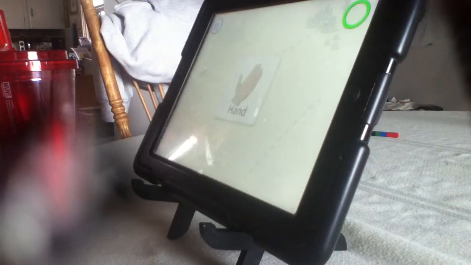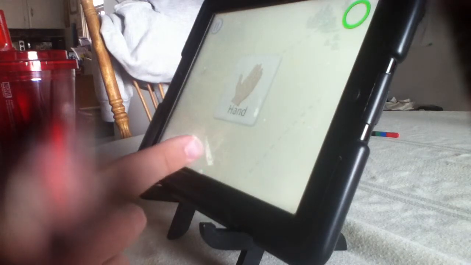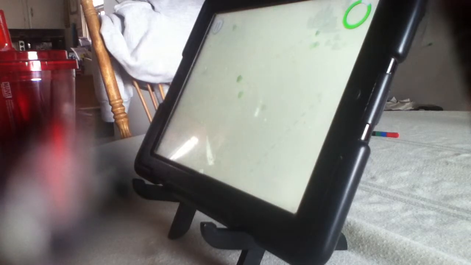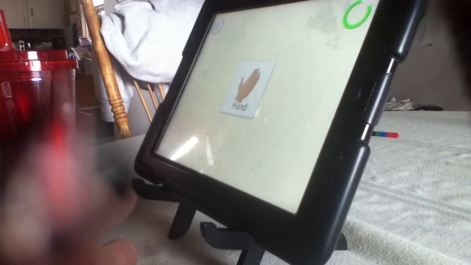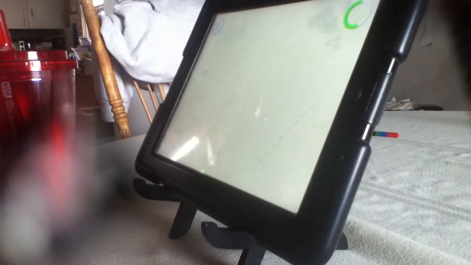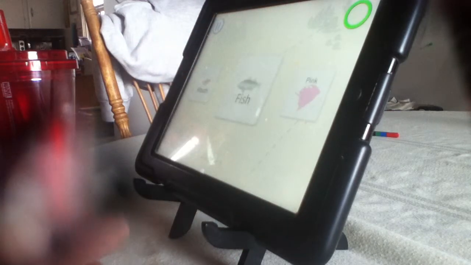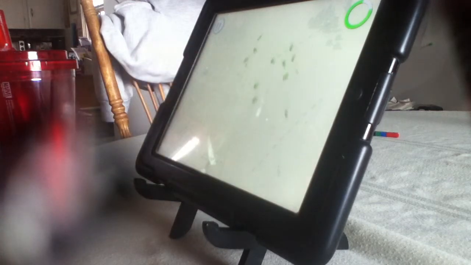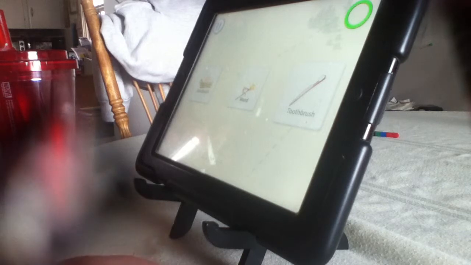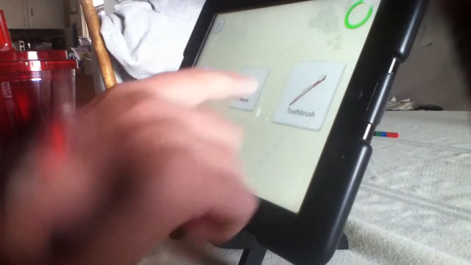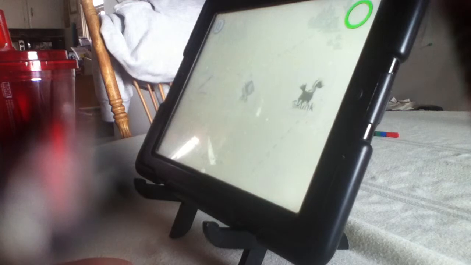Yippee! Which one ends with ND? Way to go! Which one ends with ND? Woohoo! Which one ends with ND? Good job! Touch the one that ends with SH. Good work! Which one ends with SH? Way to go! Touch the one that ends with SH.